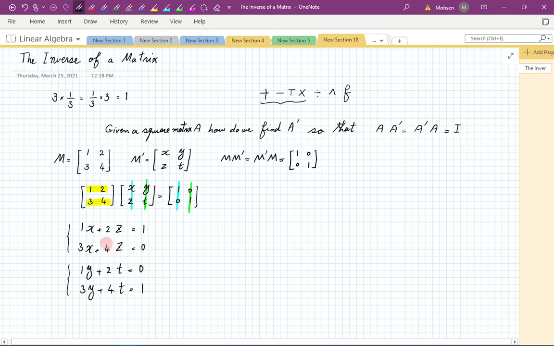So I think about the following. I have to do elimination here to find x and z. Well, I'll be doing exactly the same elimination here to find y and t. The only thing different between these two is the right hand side. So perhaps I can recycle my effort, just like you recycle your used bottles and plastics and such, hopefully.